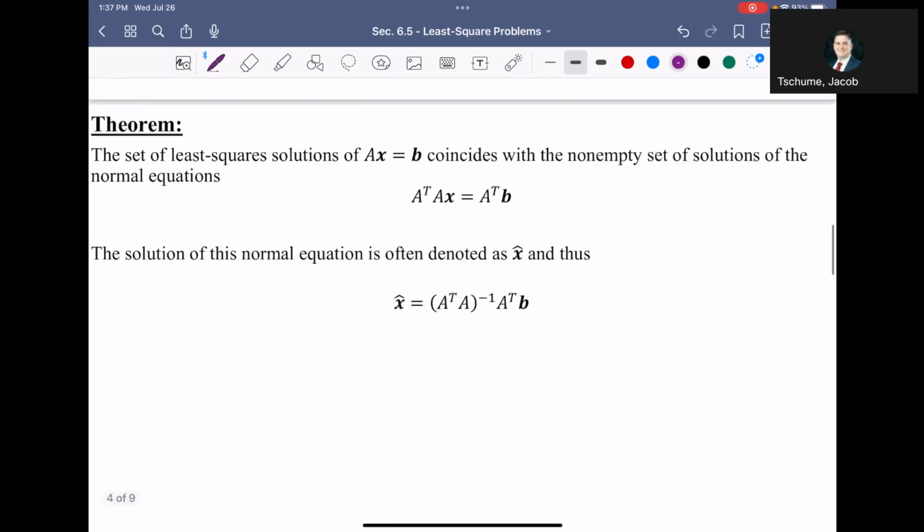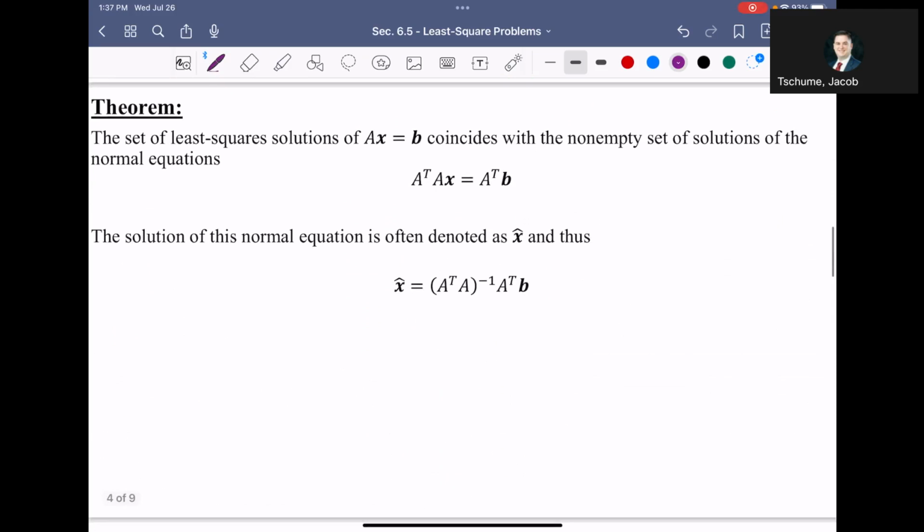All right, so here's the theorem that allows us to do that, and you're going to see two different formulas here. The theorem says the set of least squares solutions of the matrix equation coincides with the non-empty set of solutions of what we call the normal equation. What you'll notice is that we haven't seen the normal equation yet, so we're going to define it for the first time. We have our matrix equation.